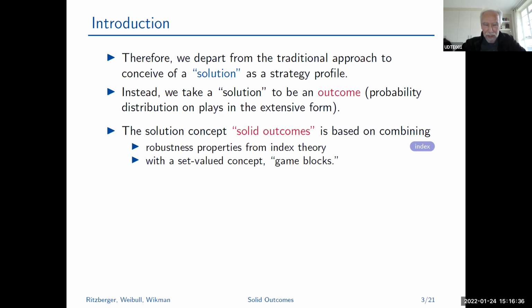So this is the solution concept that we propose. It's called solid outcomes. And it's based on combining two things: robustness properties that come from index theory and a set valued concept, which we call game blocks. I'll define this in a moment and you'll see what it is. But that's really the idea, to use, on the one hand, a strong robustness criterion, non-zero index, together with a set valued concept that gets rid of the mixed equilibrium in 2x2 games with two strict equilibria. Okay, that's the idea, and it's actually a very simple idea in the end.